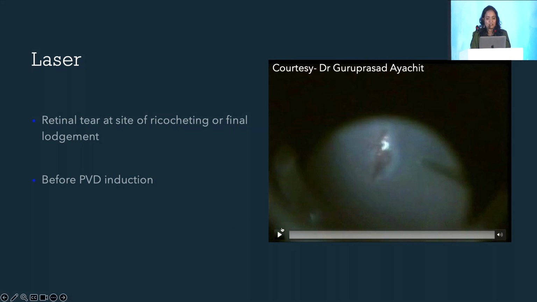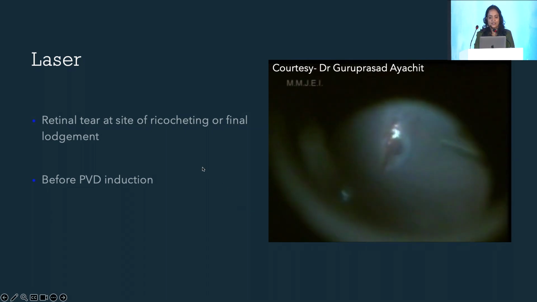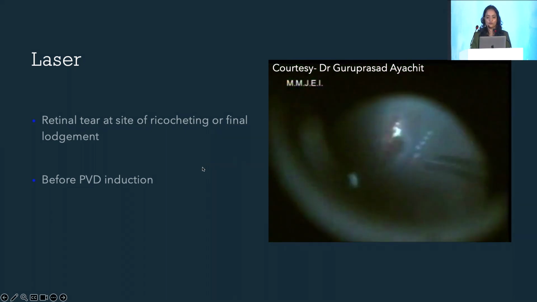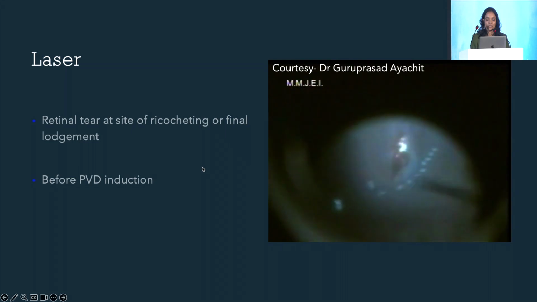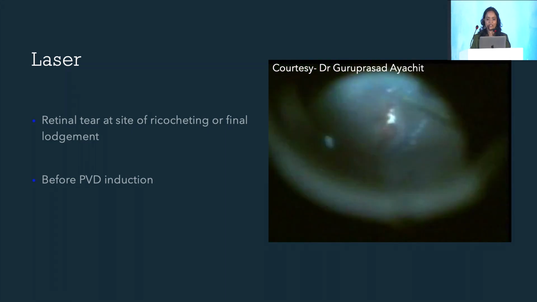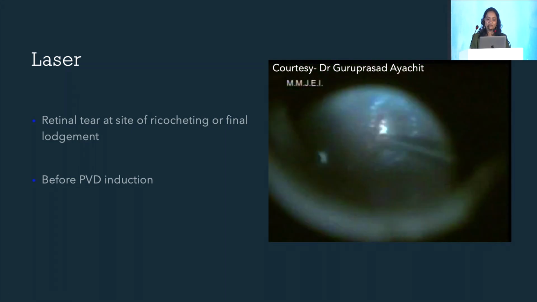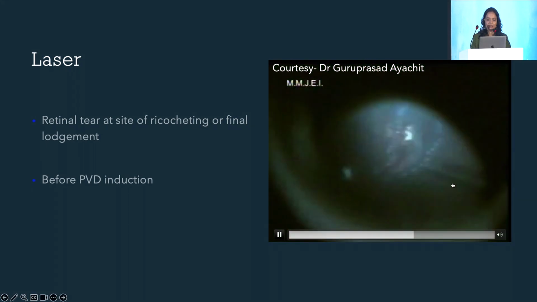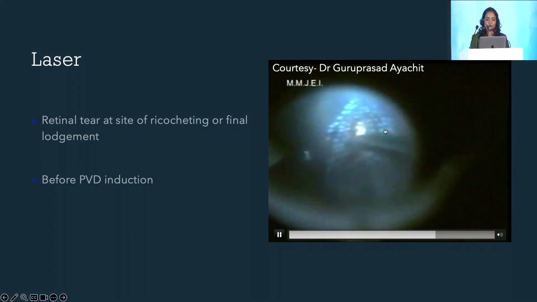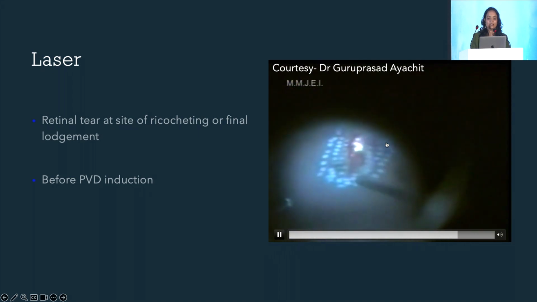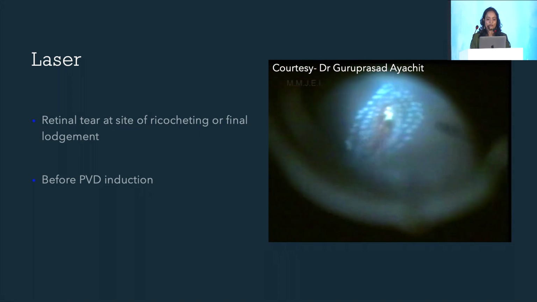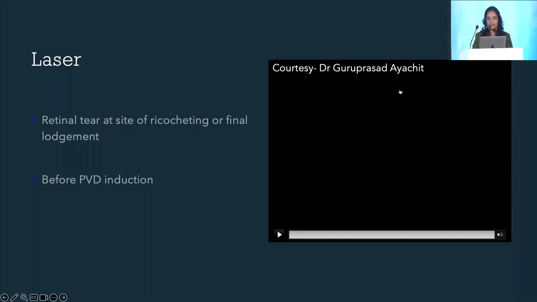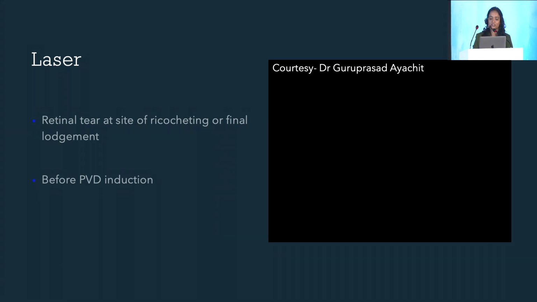So this is a video of a retinal tear which has occurred due to the ricochet of the foreign body, and this has to be lasered before the PVD induction. Like I said, at the time of PVD induction, at the border of this tear, the retina can get lifted. So to prevent that, we can do a laser intraoperatively around the margins, and then before PVD induction, we can take care of it.